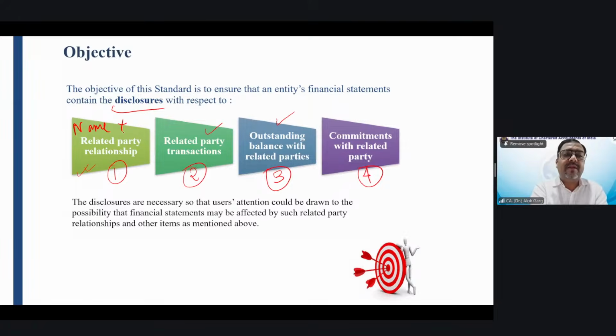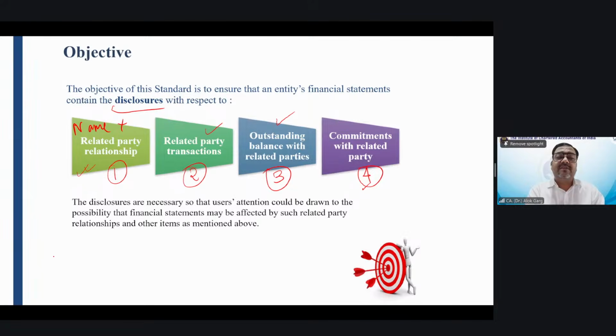Name plus transactions, okay, and outstanding balances with the related party. And the last is commitment with the related party. Commitment, okay. While you have not entered into a transaction, but you have raised a PO to the related party, you have entered into a commitment with the related party. So this is also equally important. Commitments with the related party is also important, right?